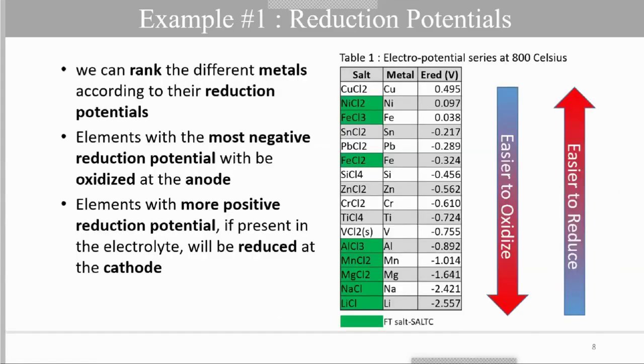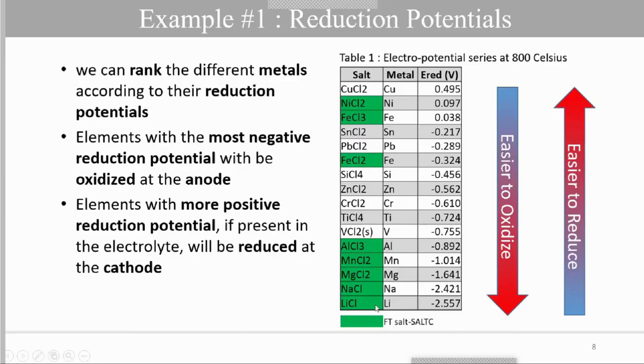So what is interesting, now that we know how to do this, is we can do it for a bunch of different metals, which would be some of the impurities that we've seen, or the alloying elements for aluminum alloys, and we can rank them according to their reduction potential. And what we need to understand from this is that the most negative reduction potential will be oxidized at the anode if we run an electrolysis cell. And the lower it is, the easier it is to oxidize.